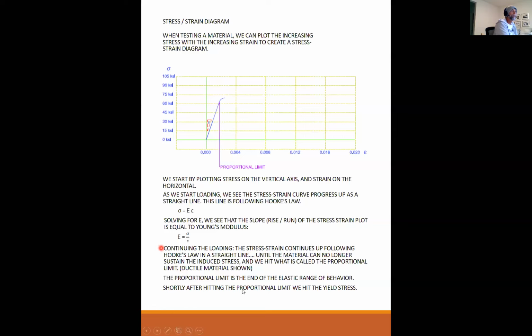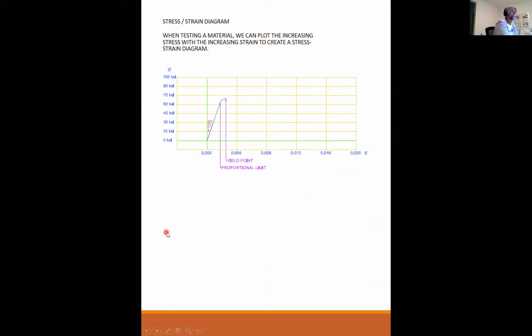Shortly after hitting the proportional limit, we then will hit the yield stress. And this is what I labeled right there. That's called the yield point. And this is a very important point. The yield stress is a very important engineering property. Most structural design methods will use a material specified yield stress as a capacity parameter.